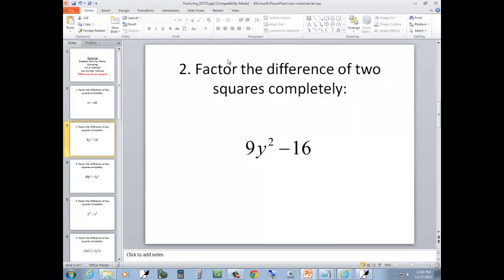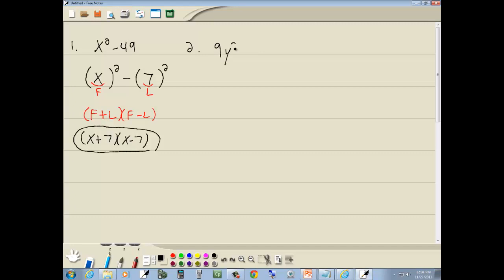Let's take a look at another one. We got 9y squared minus 16. Now first off, I notice there's no GCF, and I got 2 terms with a minus in it. That's what tells us difference of two squares. So I'm going to try to write something squared minus something else squared. I'll start with my first piece, the 9. Well, 3 times 3 gives us 9. Now y squared. Y times y gives us y squared. And 16. 4 times 4 gives us 16.